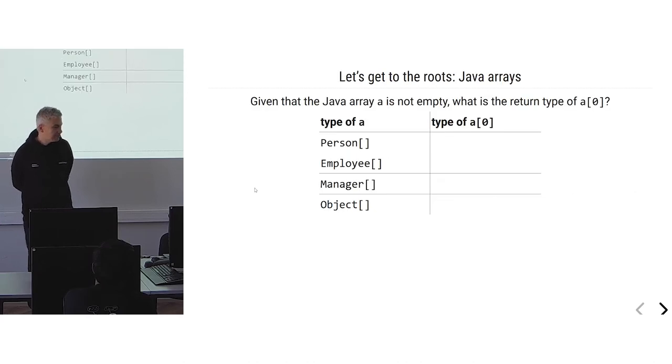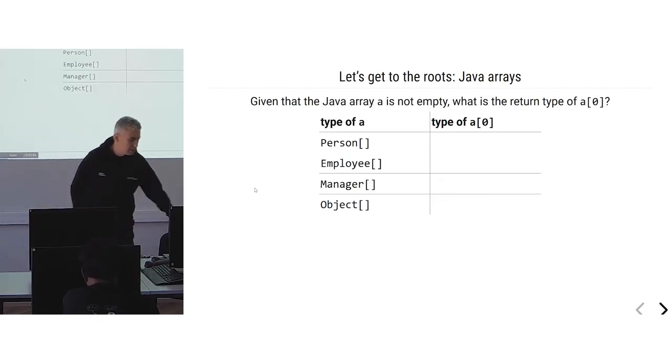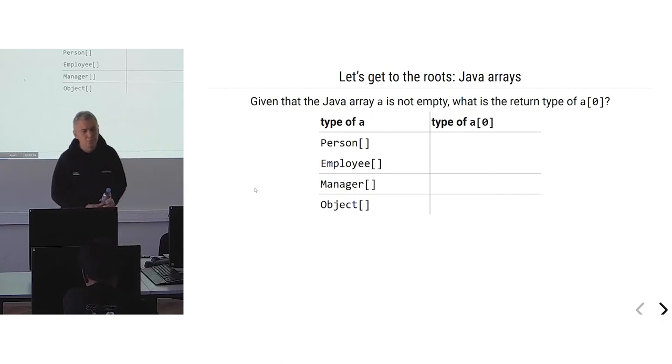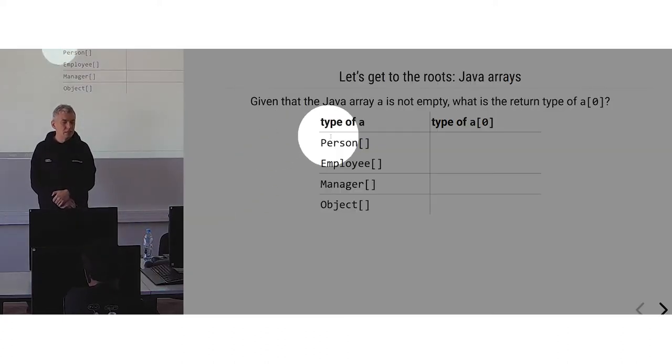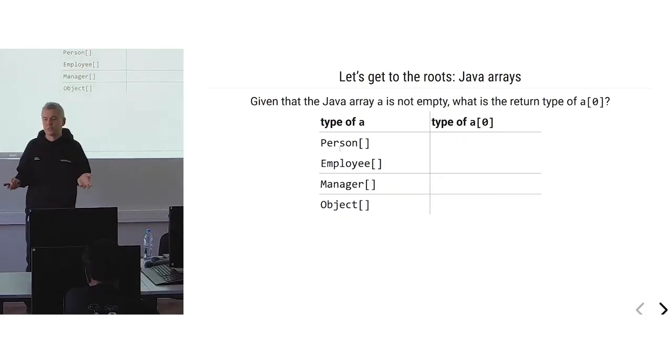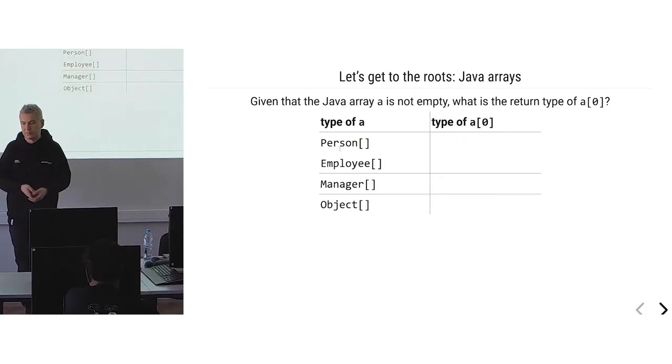Okay, so let's go to the roots. Let's go to the ancient fossilized stuff. Java arrays first. We can think of Java arrays as a prototype of generics, right? Because if we have a person class, we can create an array of persons, like a list of persons. So from one type, we can get another type.